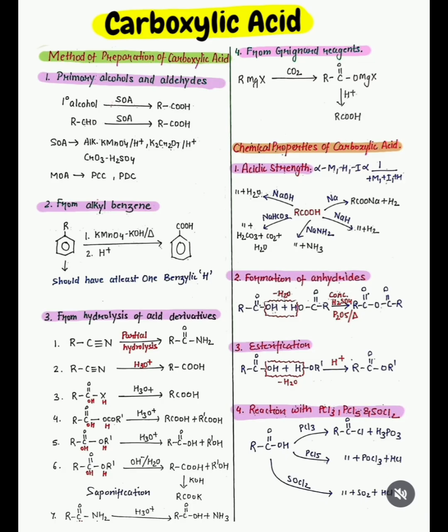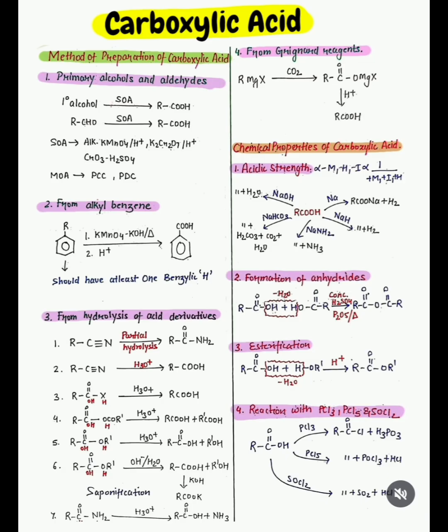The next method is ester hydrolysis. Ester undergoing hydrolysis in acidic medium gives carboxylic acid as well as alcohol as major products. Similarly, when ester undergoes alkaline hydrolysis, it gives carboxylic acid along with alcohol. That carboxylic acid further reacts with NaOH or KOH, that is under basic medium, to form the corresponding salt, that is RCOO minus K plus or RCOO minus Na plus. This alkaline hydrolysis of higher fatty acid esters, giving sodium or potassium salts of higher fatty acids, is also called the saponification process.